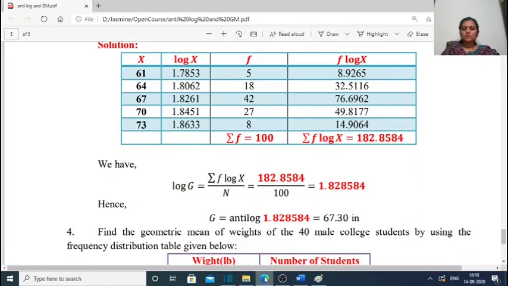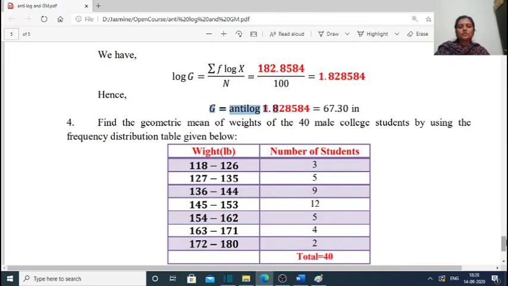14.9064. So log G is equal to sigma f log x by n, which is equal to 182.8584 by 100, which is equal to 1.828584. So the anti-log of G is equal to anti-log of this value, which is equal to 67.3 inches.